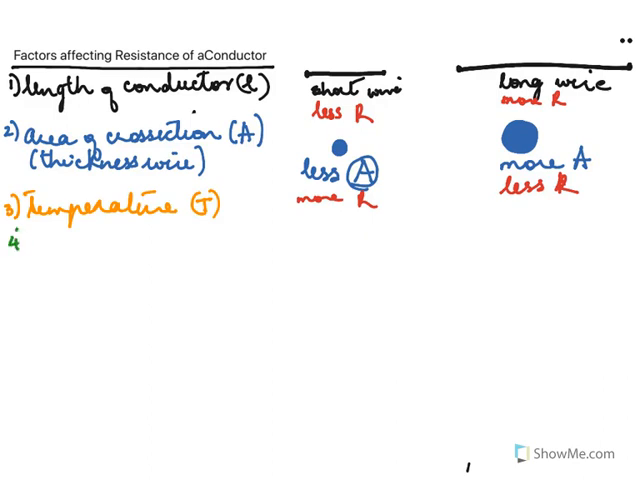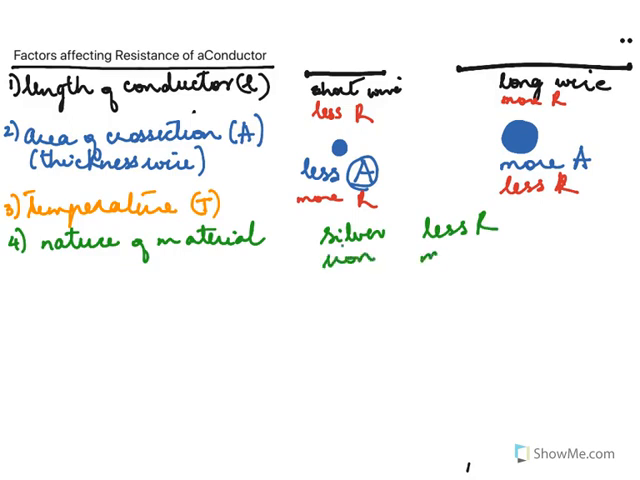And then the last is the nature of the material of which the wire is made. For example, if the material is silver, less resistance. If it is made of iron, more resistance. Okay, so we have four factors: length of the conductor L, area of cross section, temperature, and nature of the material. So let us put it down mathematically.